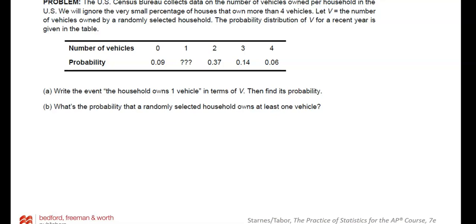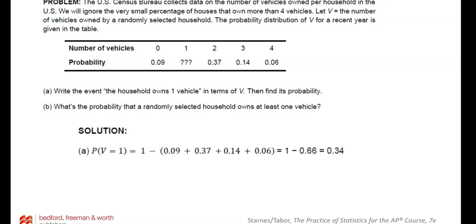Write the event "household owns 1 vehicle" in terms of V, then find its probability. So we want to find that missing probability. You're going to get your calculator out, add those up, and subtract from 1 or 100%. So if you do that, the probability that V equals 1 is 1 minus all those things added together, or 1 minus 0.66, which is 0.34.